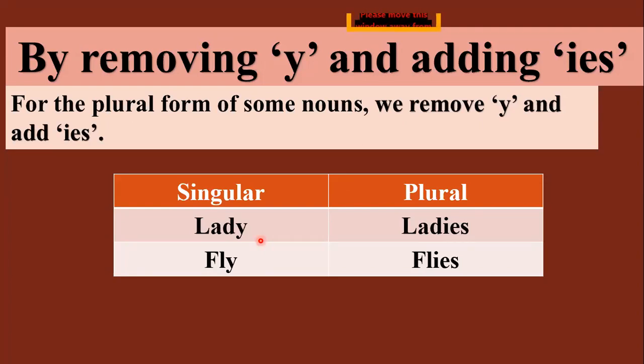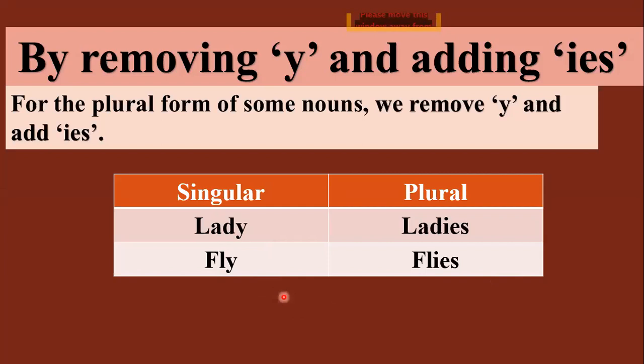add IES. Usually, the rule for this is that if you have a consonant before the Y at the end, that is, here you have a D, here you have an L, then you add IES. Okay, this is a common way of doing it usually.